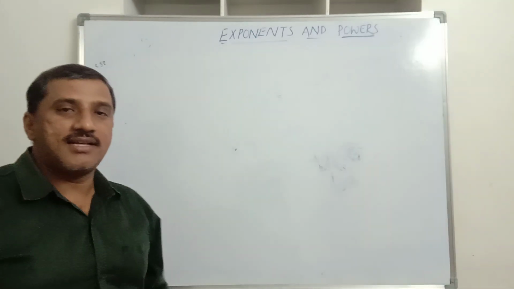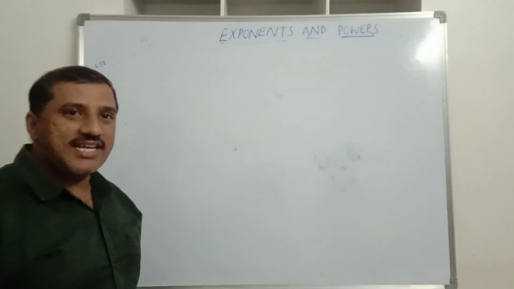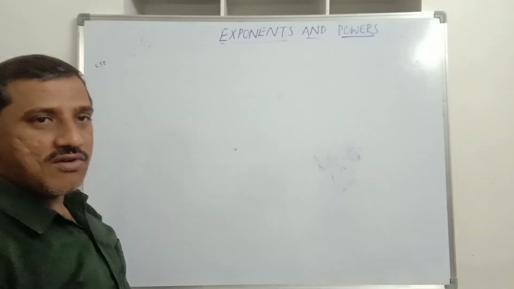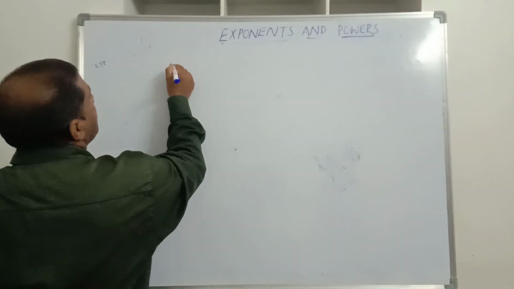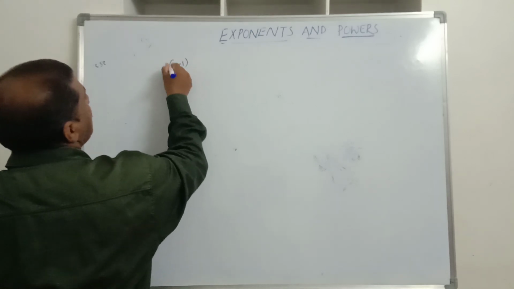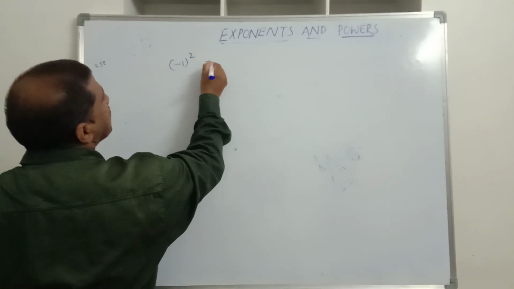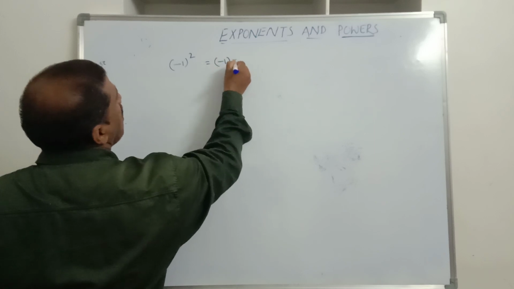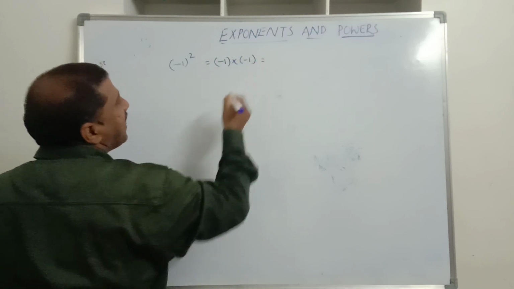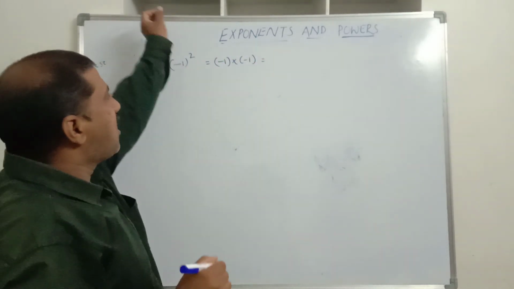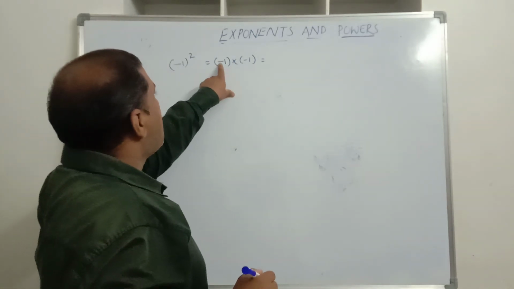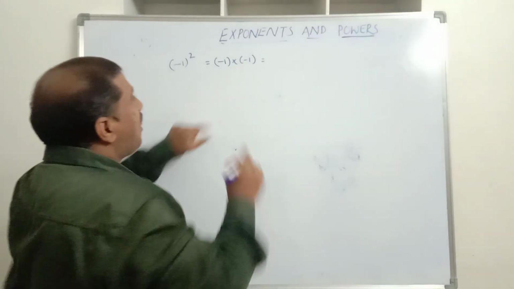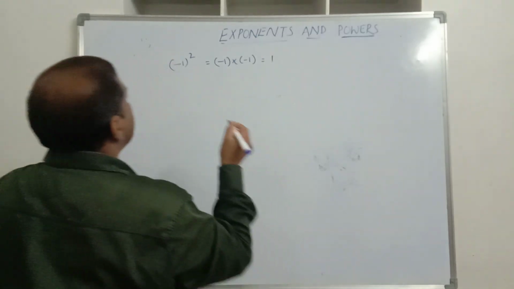Now we will discuss some more numbers which we can write in the form of exponents. You see here, minus 1 squared. Minus 1 squared means minus 1 into minus 1. You have studied integers, how to multiply integers. We will first multiply the arithmetic signs. Minus into minus is plus. 1 into 1 is 1.